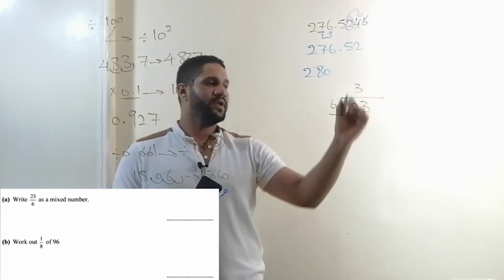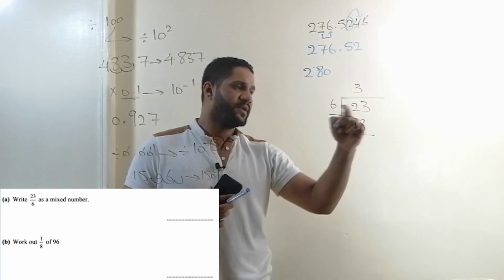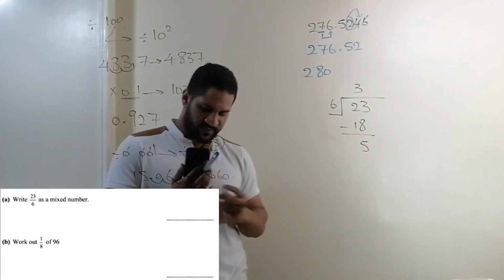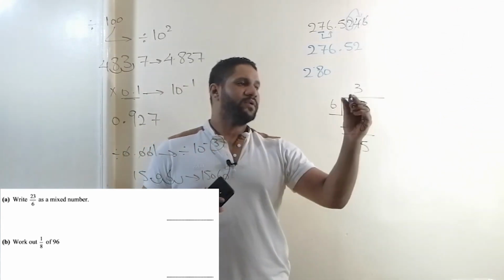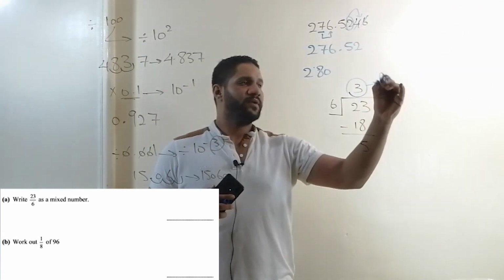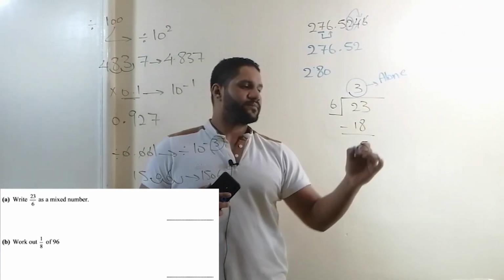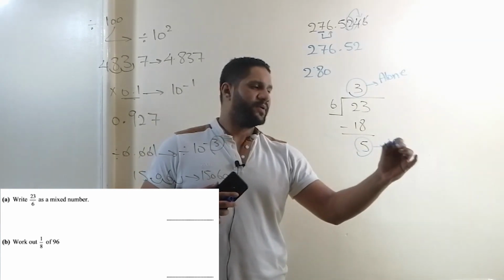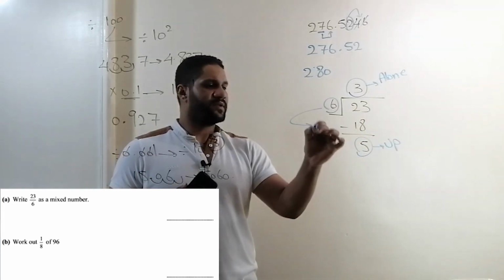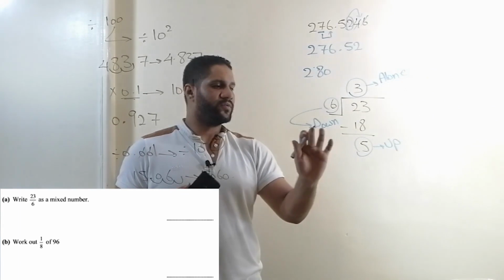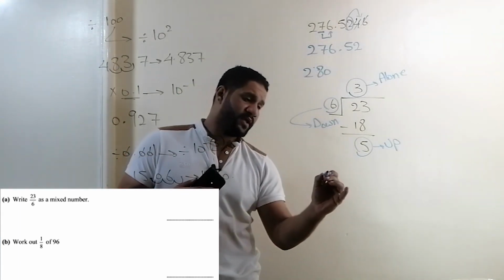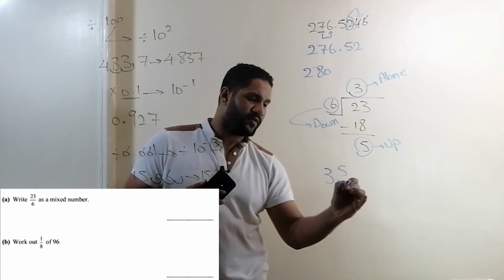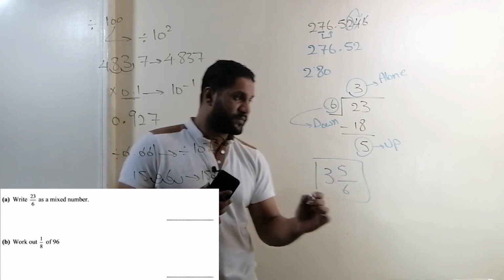So here I put 3, and we will subtract 18. 23 minus 18 gives 5. So according to the rule, 3 will be written alone, the 5 will be written up, and the 6 will be written down. So 23 over 6 in the form of a mixed number will be 3 and 5 over 6.